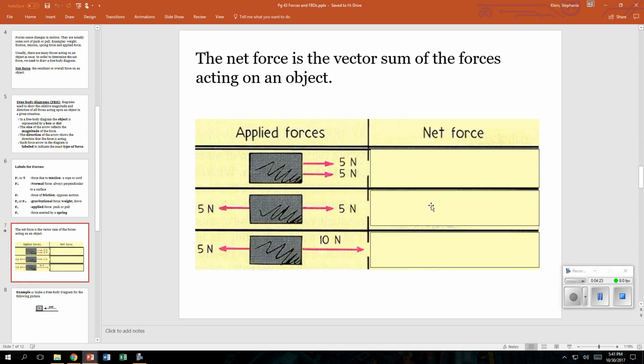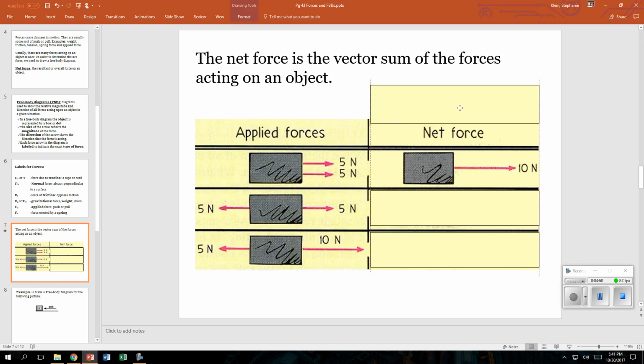So if we look right here, we have net force. The net force is the vector sum of the forces acting on an object. Okay? All right, so I'll have to reveal the answer. So our net force here is, because we have 5 newtons and 5 newtons of applied forces, the total net force is going to be 10 newtons.